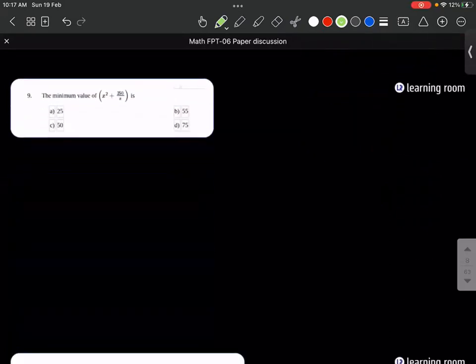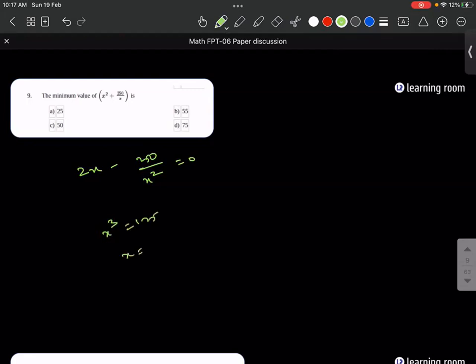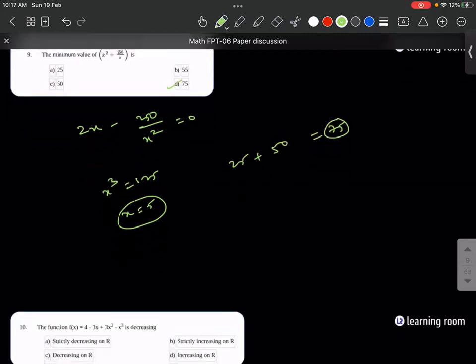So what is the minimum value for this ninth one? 75, sir. Correct. So x cube will be 125, x will be 5. So x is 5, and substitute back the value. 25 plus 250 by 5 is 50, it will be 75. So this will be the answer.